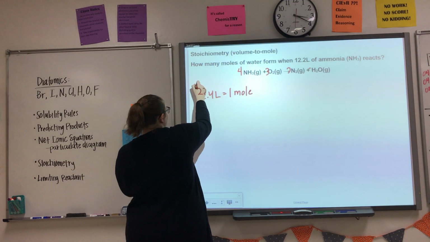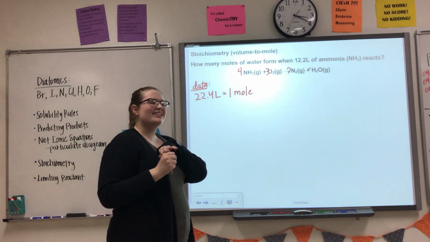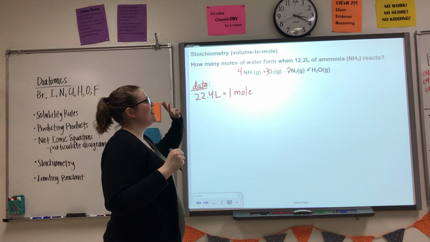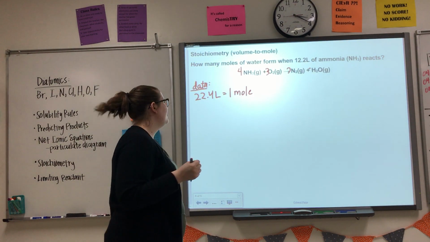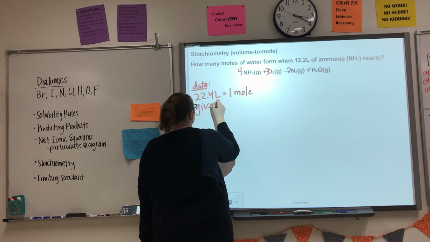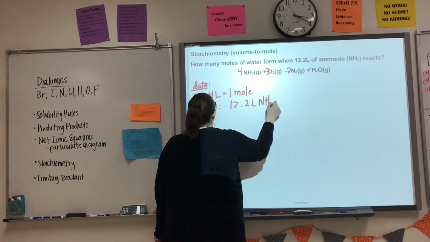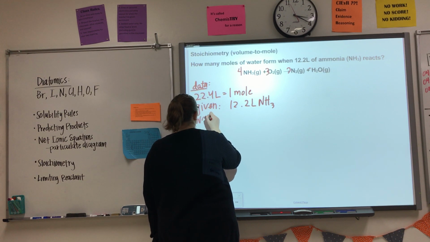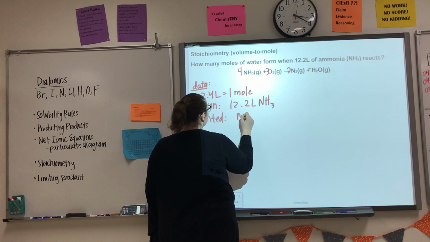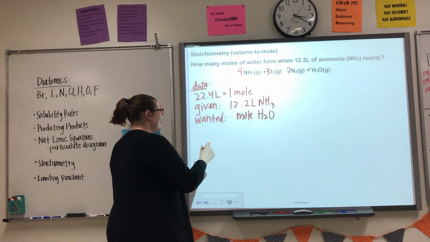So I have the data that tells me that for every 22.4 liters, I'm equal to 1 mole. And I know that because it's my ideal gas law constant. And we're going to go ahead and assume everything's at STP right now because we haven't talked about gas laws yet. So I am given 12.2 liters of NH3. And I want to know moles of H2O. Okay, so I'm going to put my given number 1 again.